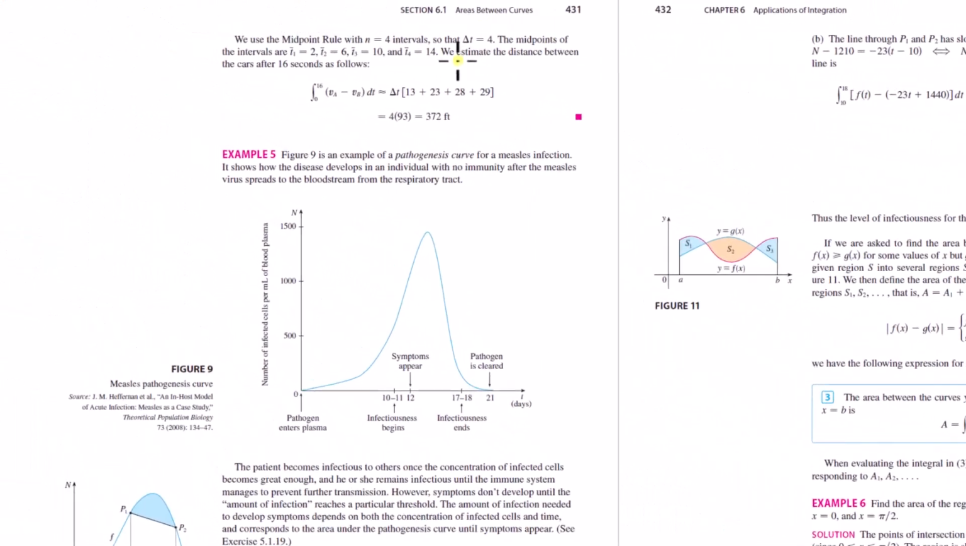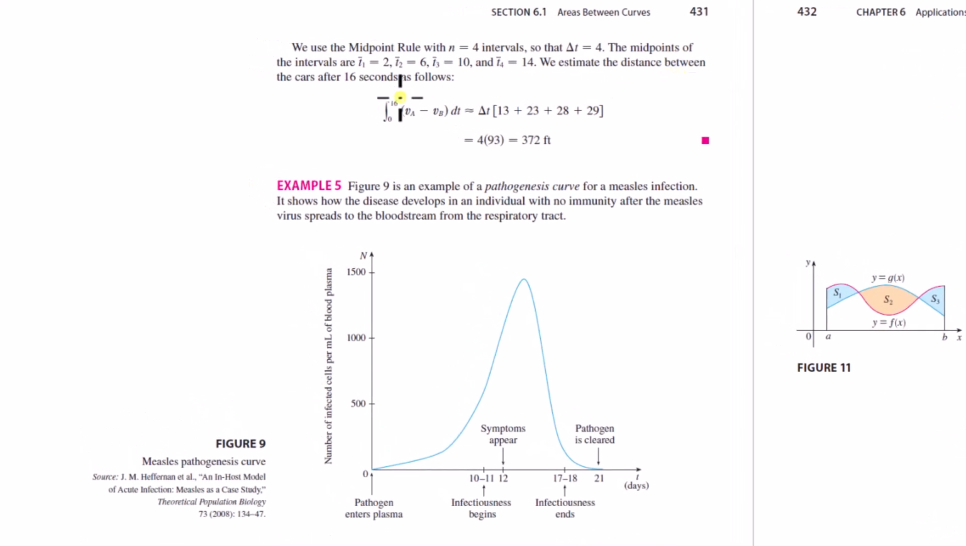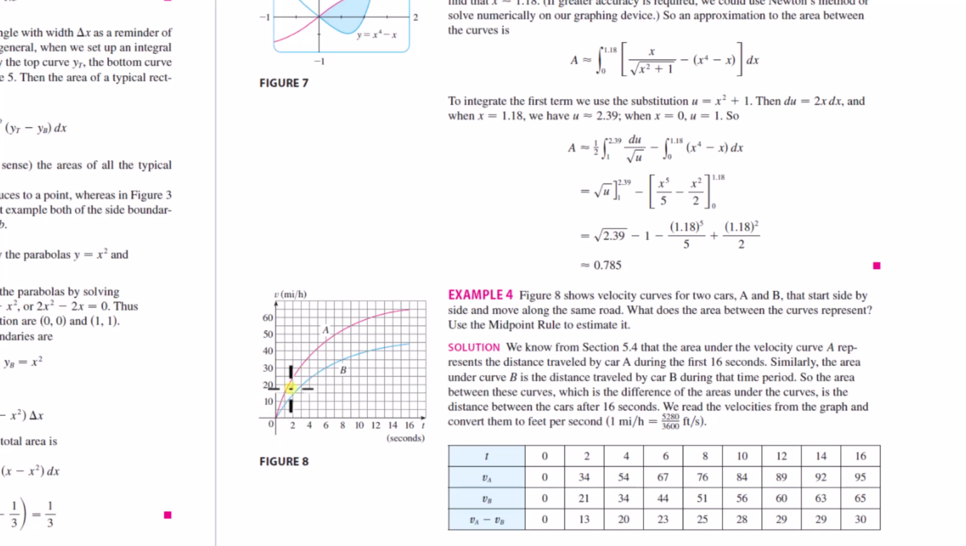the area between the 2 curves is the distance. We're estimating the distance between the 2 cars. It's an estimate because we're just using the midpoint rule. The distance between the 2 cars after 16 seconds. So it's the area under curve A between A and the horizontal axis. That's the distance car A traveled in 16 seconds. And then we're subtracting from that the area under curve B, the distance car B traveled in 16 seconds. And so we're left with the area between the 2 curves. That's the distance between the 2 cars after 16 seconds.